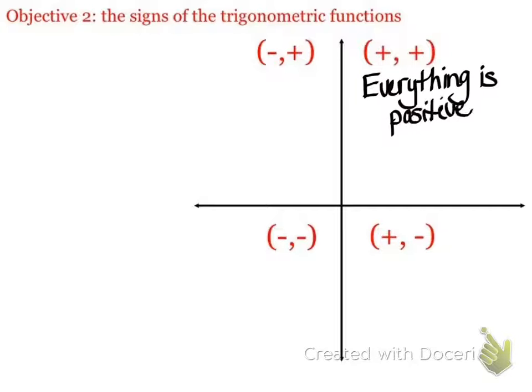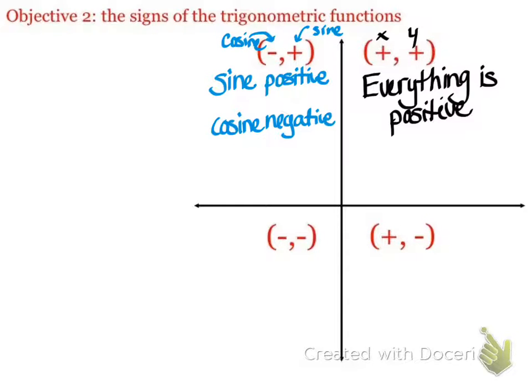Everything is positive. Everything is positive because x is positive, since it's in the first quadrant, and cosine is the x value, so cosine's positive. Sine is positive because sine is the y value. Now what about the next quadrant? Remember, sine is the y value. Notice it's positive. Cosine is the x value. X is negative in quadrant 2. So that tells me that my sine value is positive, and my cosine value will be negative in this quadrant.